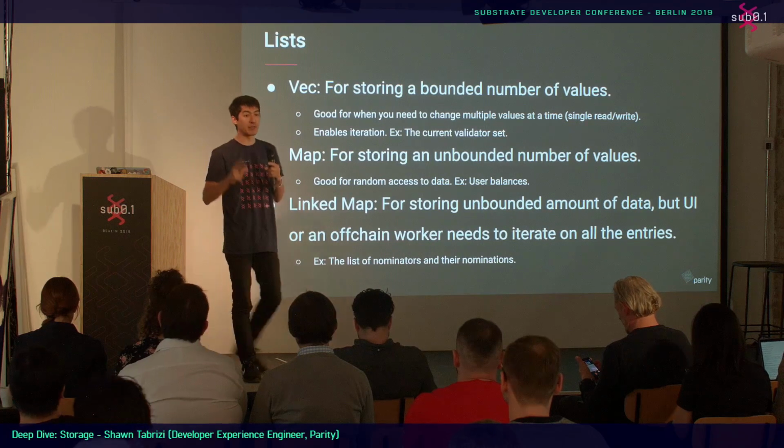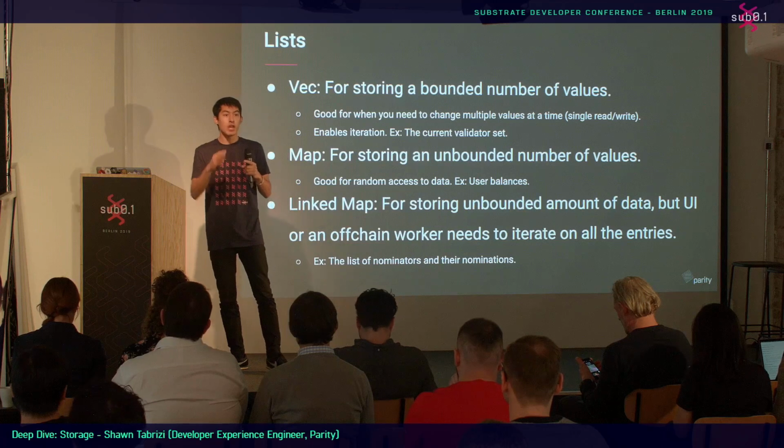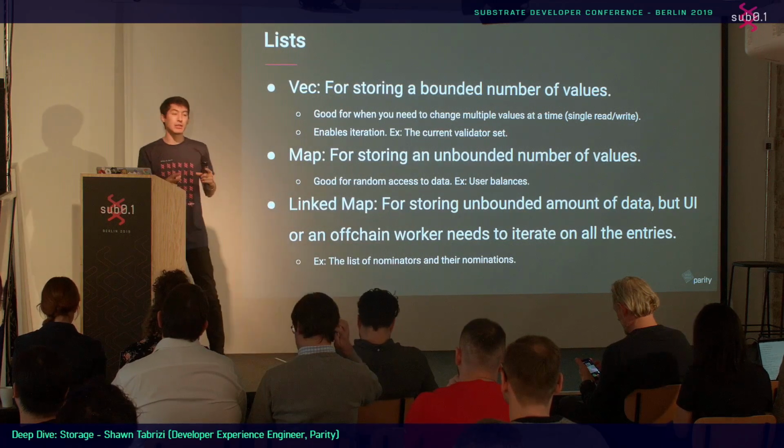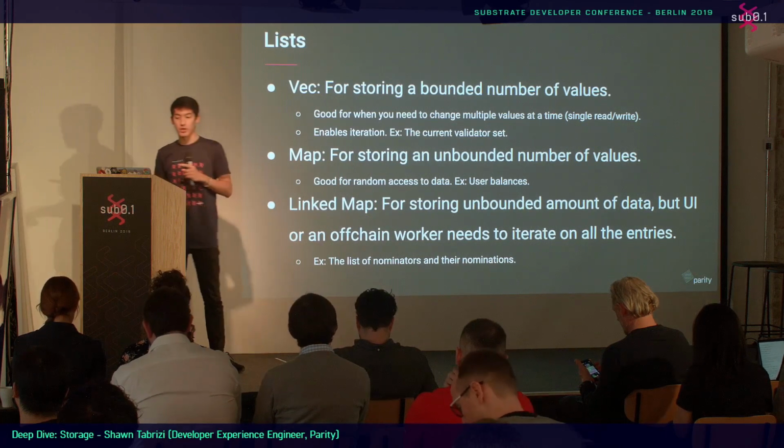A good example of this is the current validator set. We know that the validator set is a fixed number. It's not going to be arbitrary length. So if we have a loop over the validator set, we know that it will be within some certain constraints or bounds, right? And we necessarily want to access the validator set all at once. You know, we want to know who all the validators are as one operation.